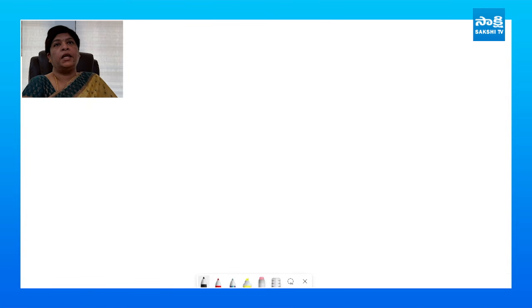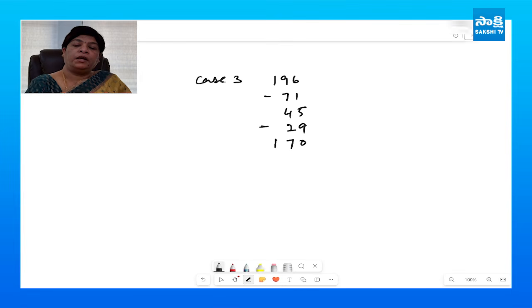So now let's see case 3, wherein we have multiple positive numbers and multiple negative numbers. Let's see an example. Here we have 196, 45 and 170 as three positive numbers, and negative numbers are minus 71 and minus 29. Like before, we just need to find out the base for the negative numbers. Minus 71 has 2 digits, so 10 to the power of 2, or the base would be 100. And for 29 also, the base would be 100 since they are 2 digits.